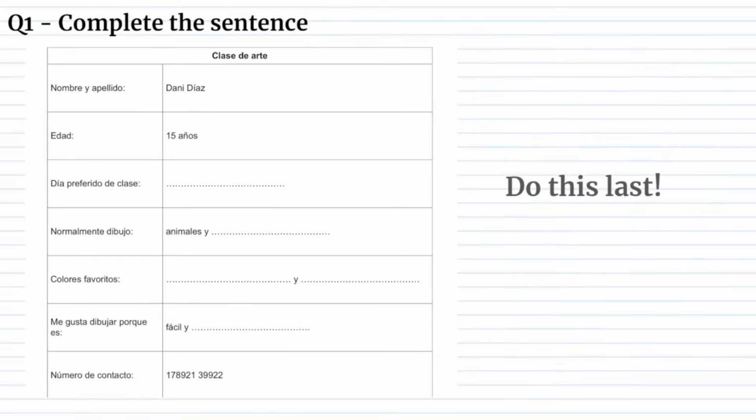So, right here, we have a quick and simple complete the sentence. I'm gonna let you guys come back to this. We're gonna do this very last because we want to save time, we want to write. These are just 5 simple marks, so we're gonna do this very last.